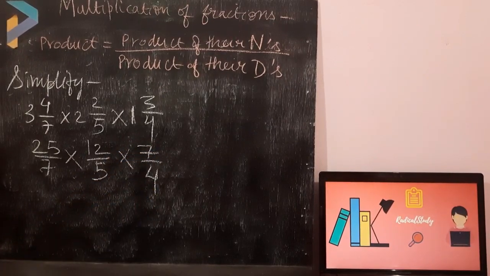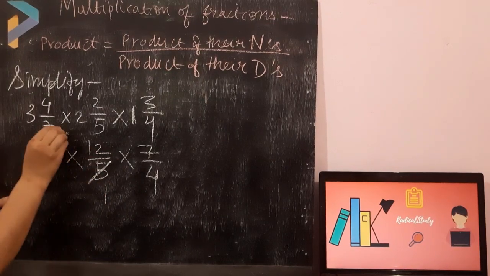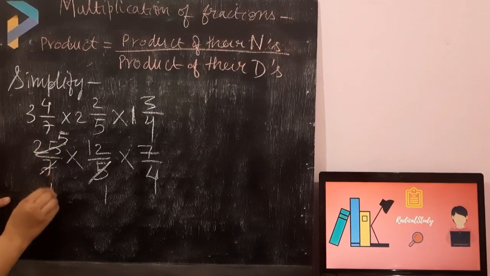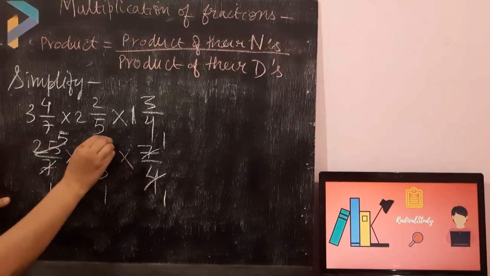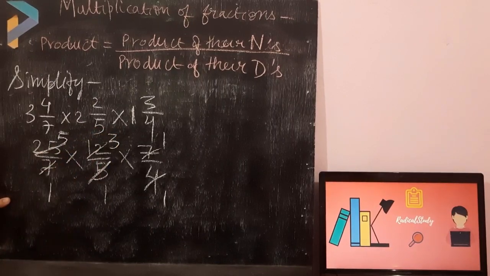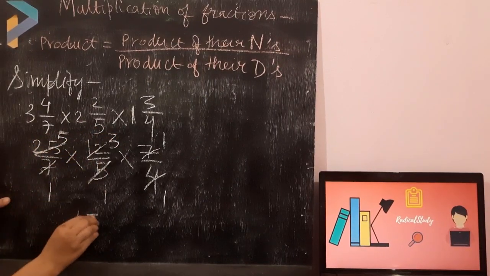Now we have to simplify it. We will check which ones can be simplified here. 5 1s are 5, 5 5s are. This 7 and this 7 is going to be cancelled. Now 4 1s are 4, 4 3s are. So what do we have as answer? Our answer is 5 3s are 15.